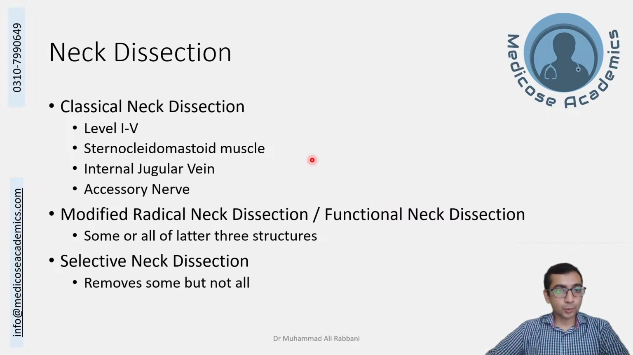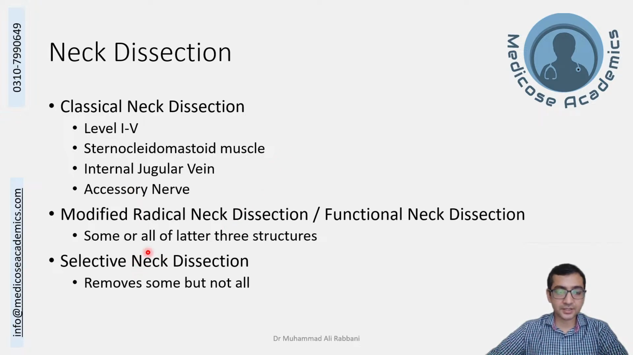However, taking out these structures, the sternocleidomastoid, internal jugular vein, and accessory nerve, gives some serious disabilities. So there is modified and radical neck dissection, that is functional neck dissection. You try to save all or some of these structures as well as you can, so that the person may not have hampering of the functions due to it.